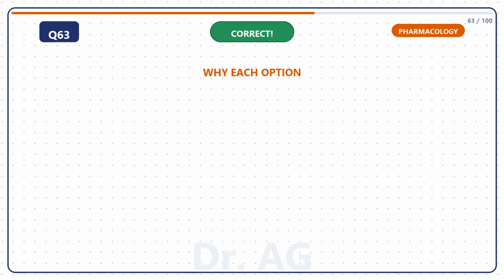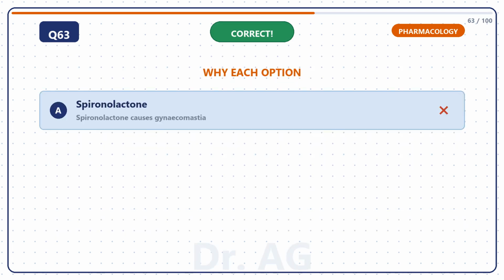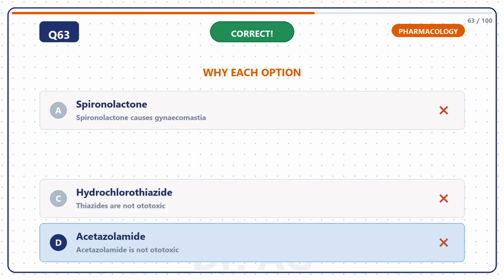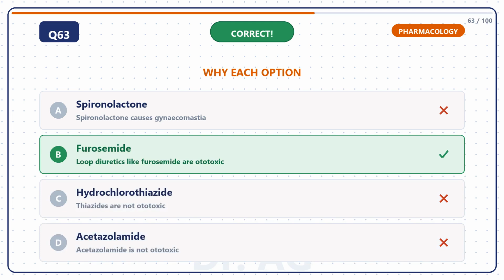Furosemide. Let's go through the options. Spironolactone. Spironolactone causes gynecomastia. Hydrochlorothiazide. Thiazides are not ototoxic. Acetazolamide. Acetazolamide is not ototoxic. And the correct answer is furosemide. Loop diuretics like furosemide are ototoxic. So, the right answer is option B.